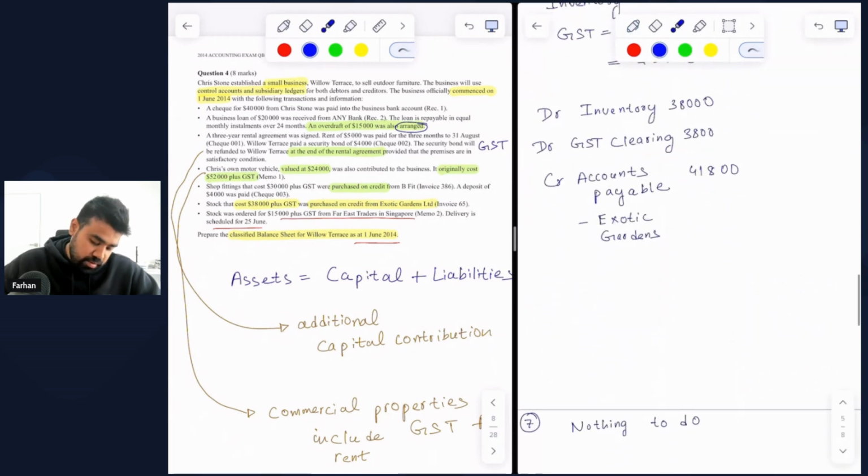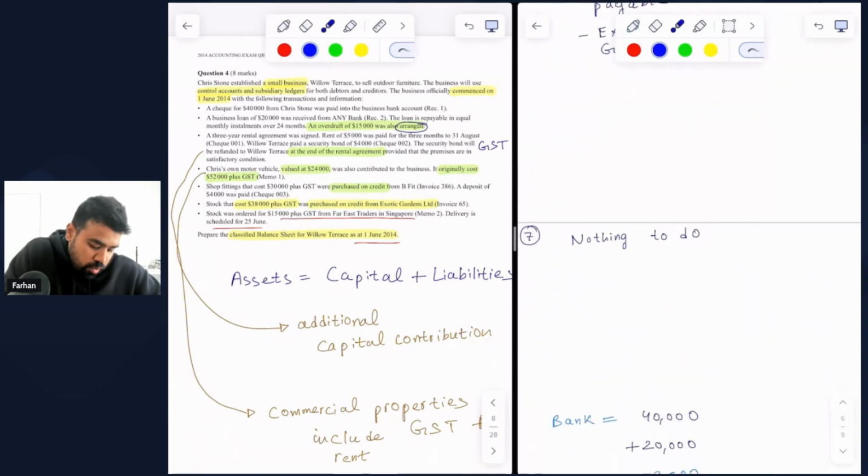What about the last transaction? Stock was ordered for $15,000 plus GST from Far East Traders in Singapore. Delivery is scheduled for 25 June. Right, so we have ordered stock. We haven't got the stock yet.